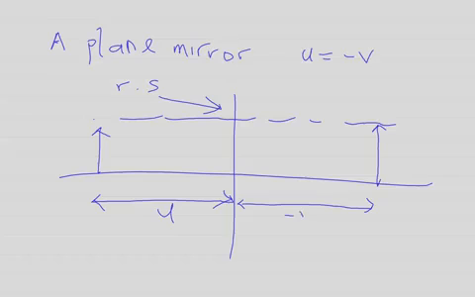Why is it minus V? Because it is formed behind the reflecting surface. So for a plane mirror, V is equal to minus U.